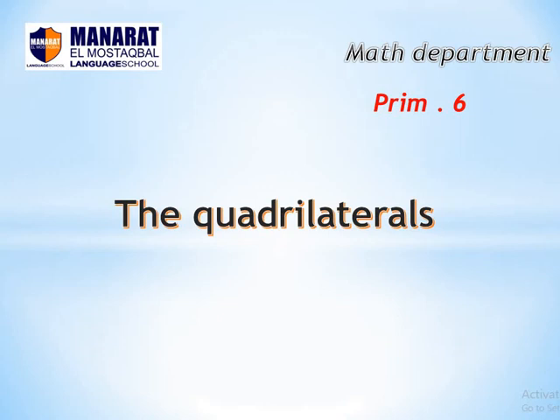Hi, my dear students. Today we are going to talk about quadrilaterals. A quadrilateral is a polygon which contains four sides, four angles, and four vertices. Like what? Like rectangle, square, parallelogram, rhombus, trapezium. All of these are quadrilaterals.